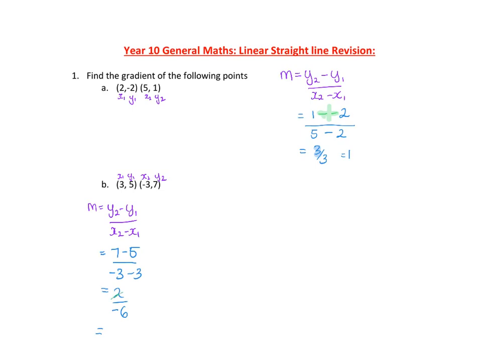Now, if you look, 2 goes into that once. How many times does 2 go into 6? 3 times. So if you simplified that, that would actually be 1 over negative 3.